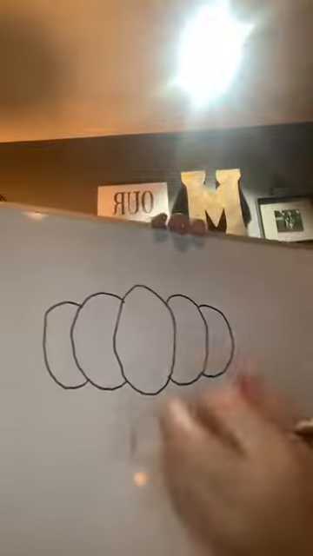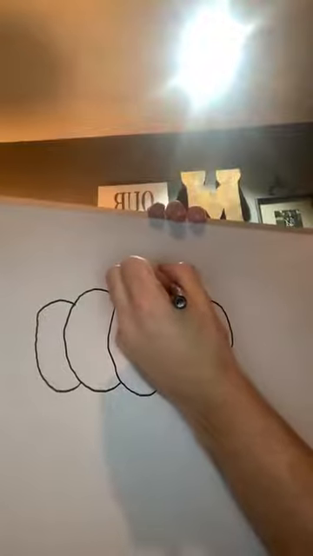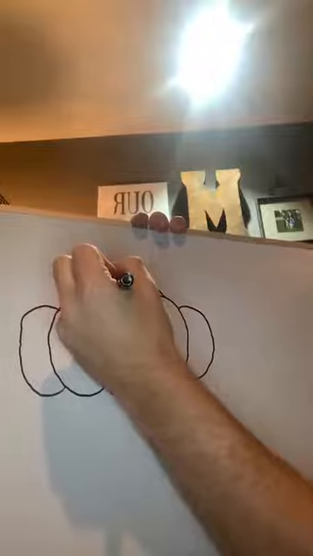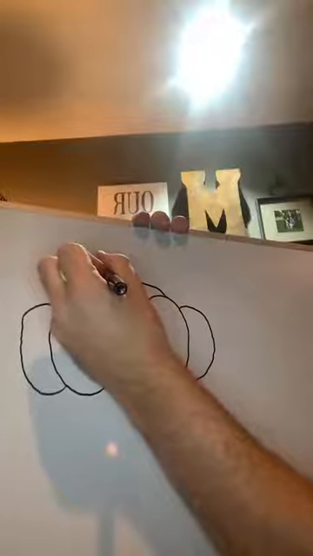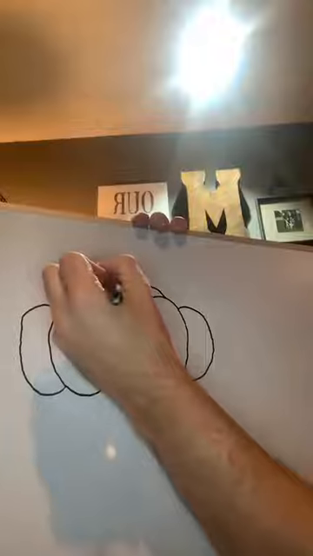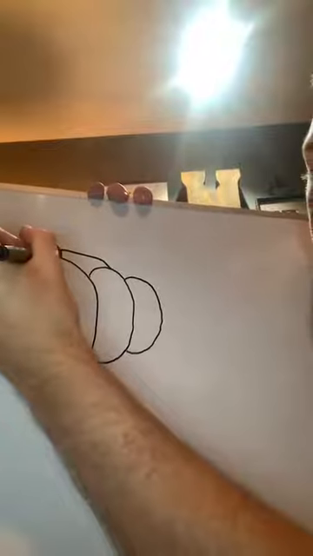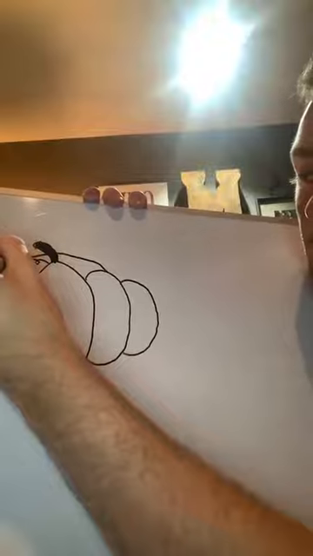And then you're going to want to draw just the back of it. So just draw a circle on top. And then you're going to want to draw the stem. And then you're just going to want to color it in. Just like that. Then you're going to want to draw some swirls coming out of the pumpkin. So there you have that.